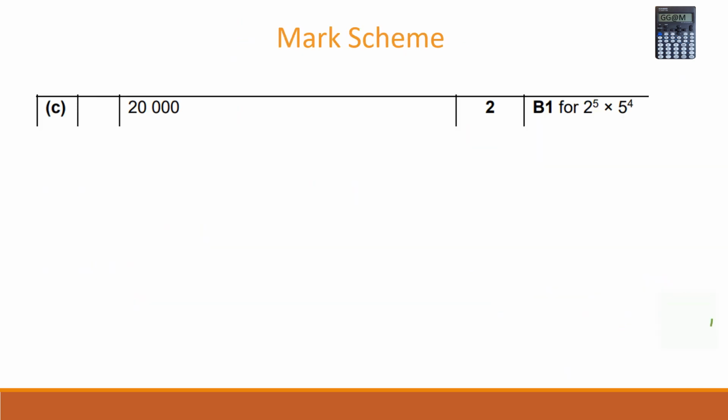The mark scheme on this question shows there are 2 marks. B1 means 1 method mark for being able to use the answer 2 to the power 5 times 5 to the power 4, and the final answer was for 20,000.